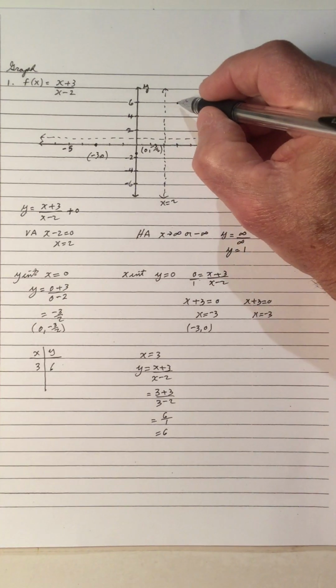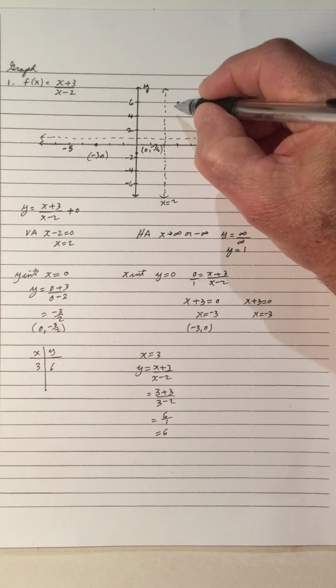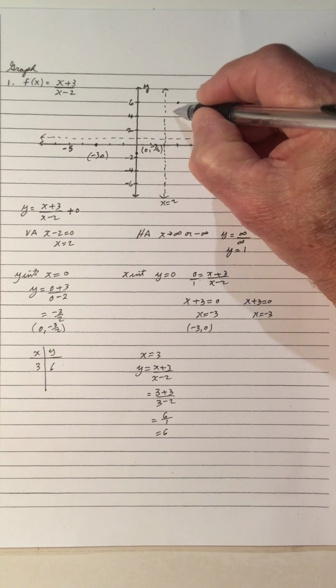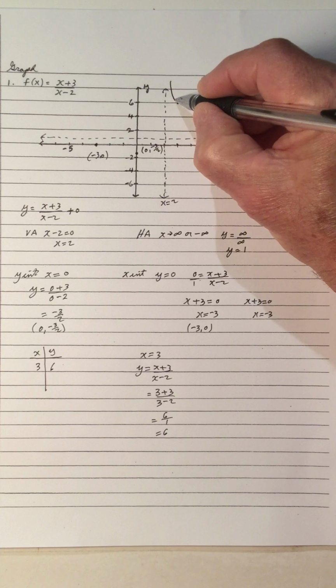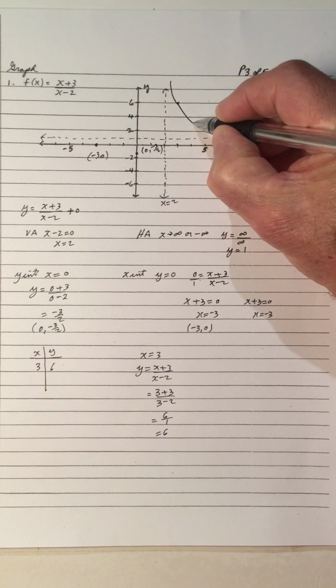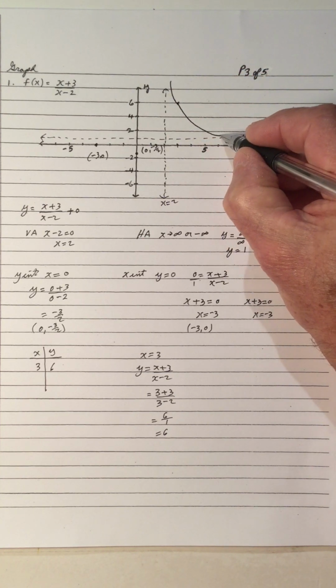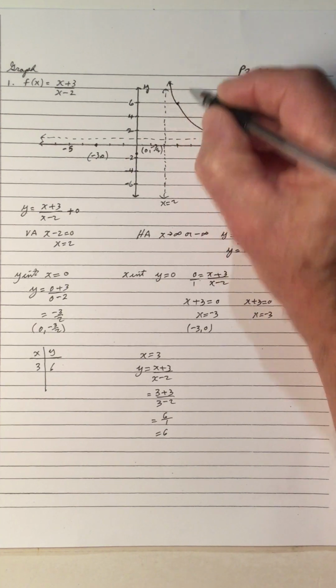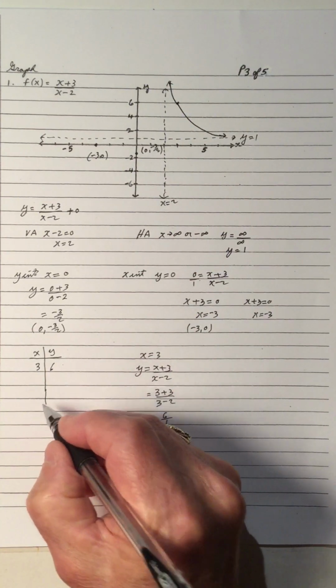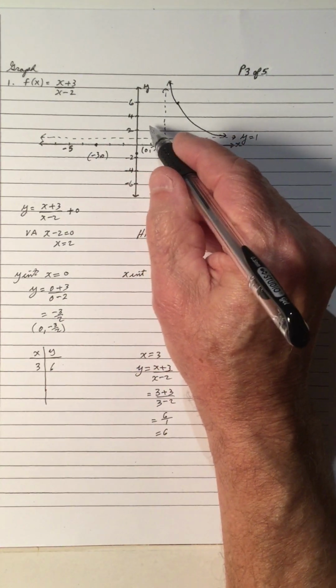So that means it can't go this way. It can't go like this towards this asymptote. So it has to go up here and come down through this point and go along by the horizontal asymptote. So that's now. What about on the other side of this vertical asymptote?